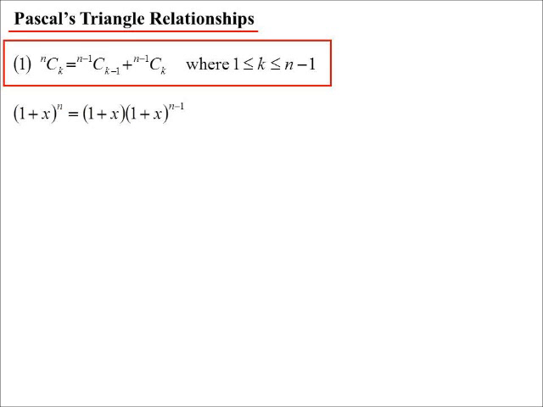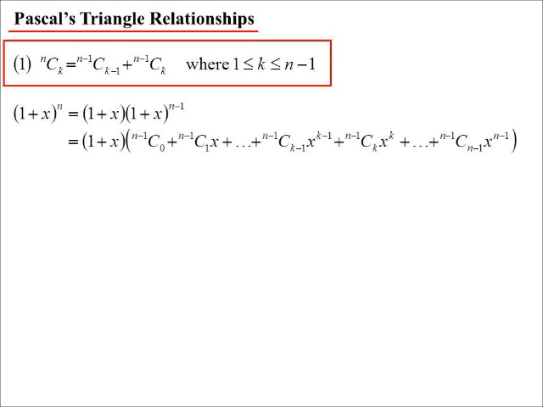So here's a proof of that, if you like. (1 plus x) to the power of n would be (1 plus x) times (1 plus x) to the n minus 1. If I was to write out (1 plus x) to the n minus 1, I would get n minus 1 C0, n minus 1 C1 x, and so on and so on, until I get to the last term, n minus 1 C n minus 1 x to the n minus 1. Now, I want to just look at the coefficient of x to the power of k. On the left-hand side, in (1 plus x) to the power of n, it would simply be nCk.